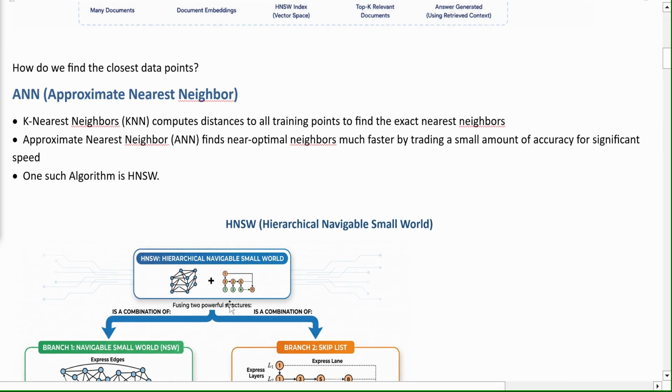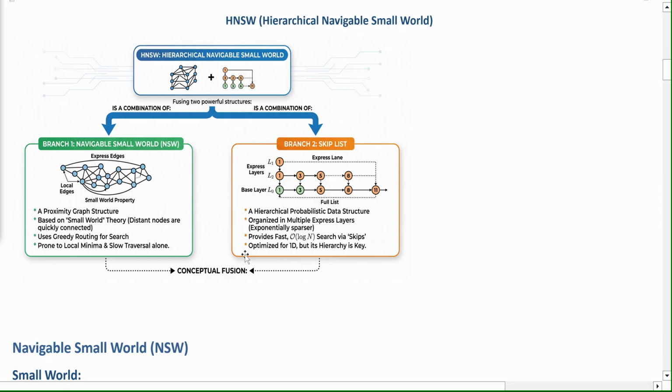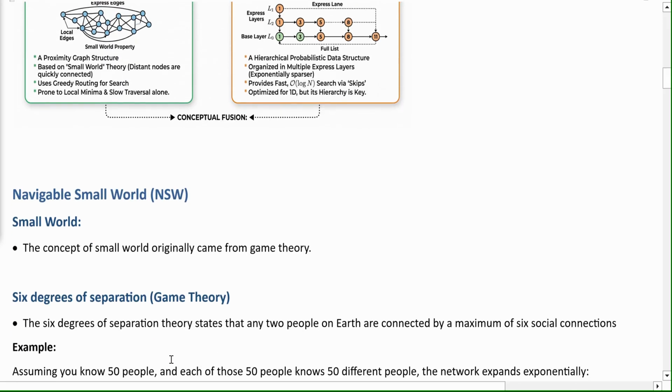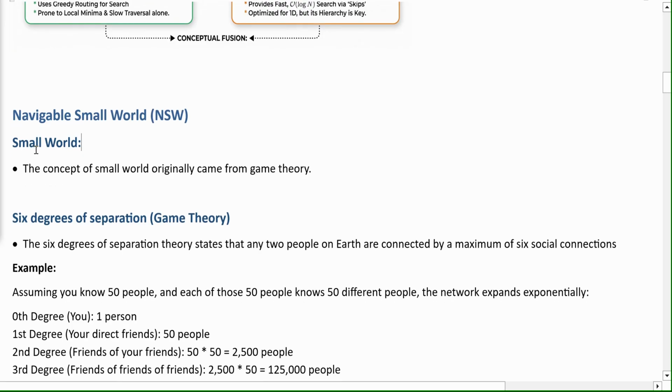Now let's talk about HNSW. HNSW stands for Hierarchical Navigable Small World. For you to understand HNSW, you need to first understand what is navigable small world and what is skip list. HNSW is just a combination of these two algorithms. First we will try to understand this and then this. First of all, what is navigable small world? Let's try to understand the concept of small world.